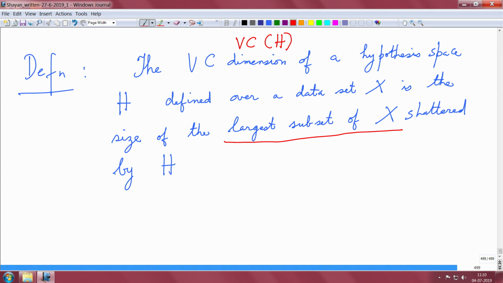Now, the VC dimension of a hypothesis space defined over a data set. You have a data set and a hypothesis space, and you pick a hypothesis from this space and apply it over the data point, and you use this towards classification. The VC dimension of this hypothesis space corresponds to the largest subset of your training samples or your data set over which you can shatter the data points using the hypotheses in the hypothesis space. This is a very important definition.